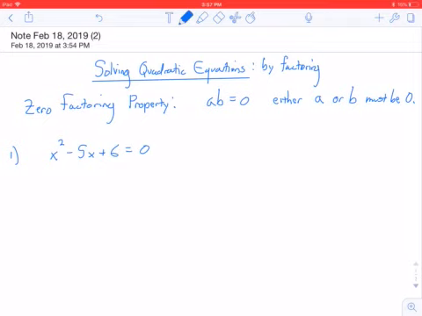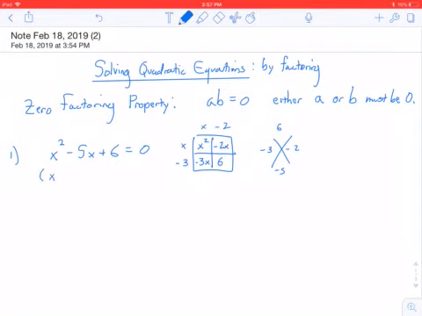Well, this is a quadratic trinomial on the left, so I'm going to use my X-box method. So let's just factor this real quick. I need two numbers that multiply to get 6 and add to get negative 5. Well, that is negative 3 and negative 2. So I plug into the box and factor. So the two factors are x minus 3 times x minus 2.